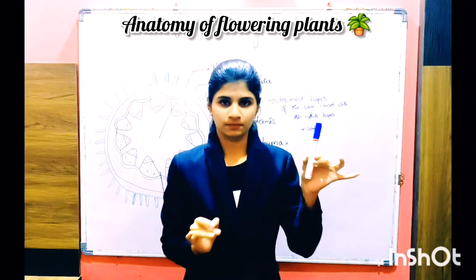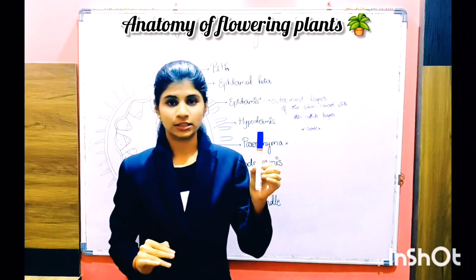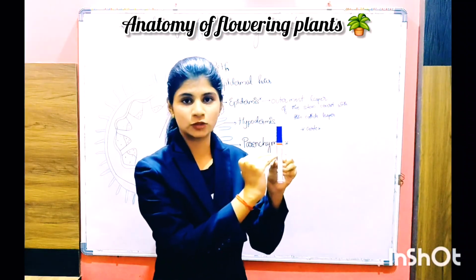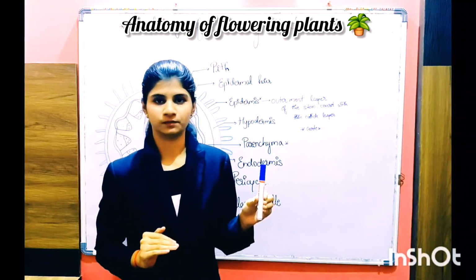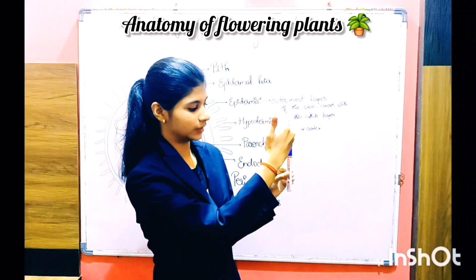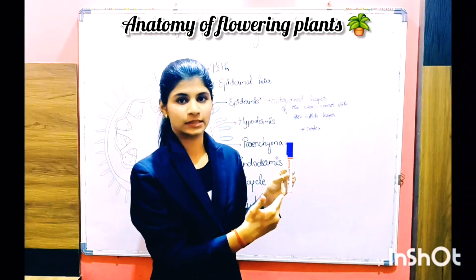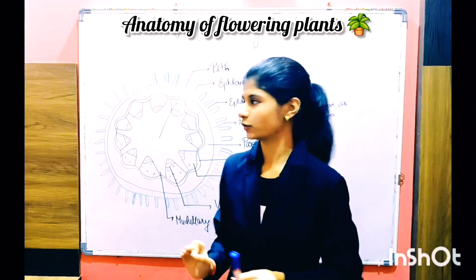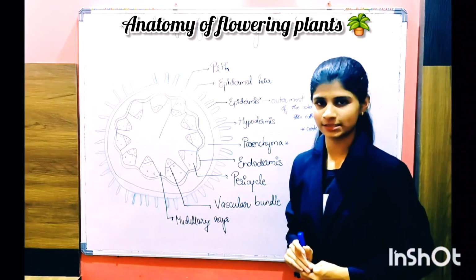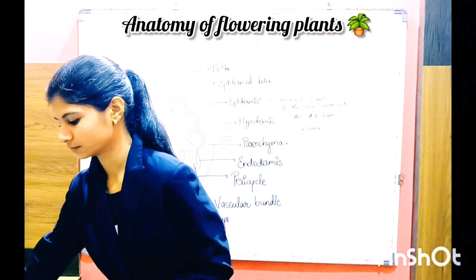If this is a stem, the cross section means cutting across the stem. Now what is the longitudinal section? If we cut the stem in half lengthwise, then it is known as the longitudinal section. First we are going to study the stem of the dicotyledon.